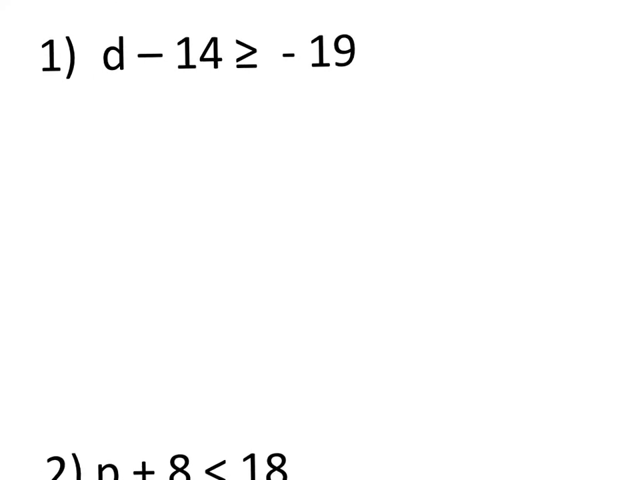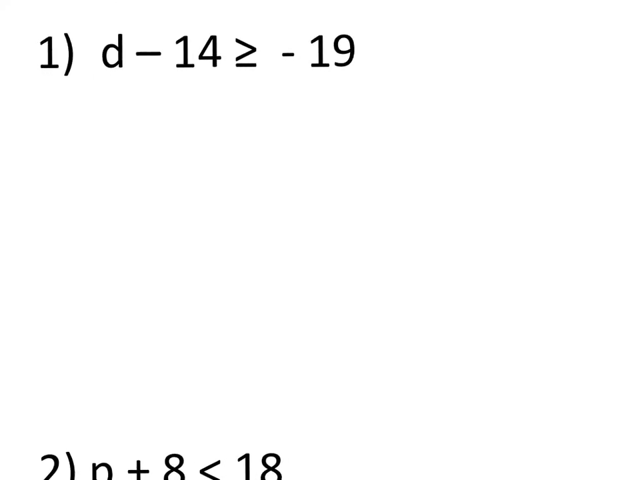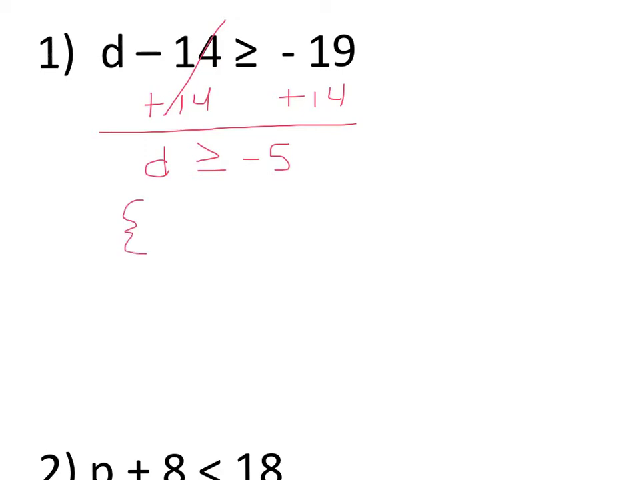So the first thing I'm going to do here is add the 14 to the other side, and that will cancel this out, and I'll have d is greater than or equal to -5. Now, when we're writing inequalities in a final form, we're going to write it with what's called set builder notation. That's where I'm going to have a set bracket because it's a set of numbers, d, line d, greater than or equal to -5.